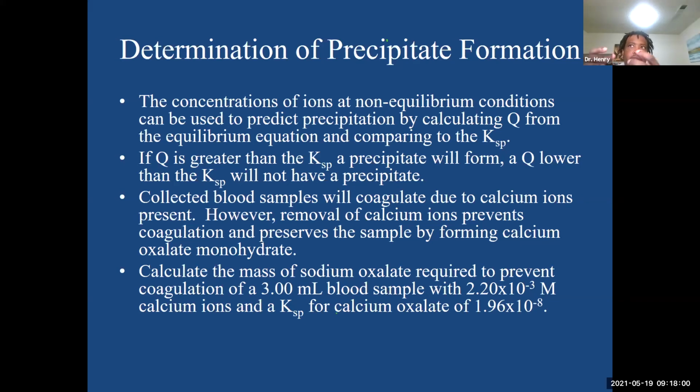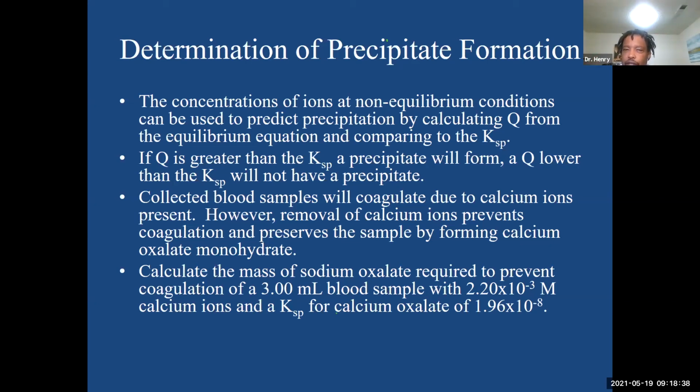So that basically means that if our Q is greater than our Ksp, our products are more than our reactants. If our Q is less than Ksp, then we have more of our reactants than we have of our products, and it's going to be technically shifting the other way. But if we think about it, really we're going to have our Ksp, and then we're going to have Q. In most cases, Q is going to be one way or the other, right?